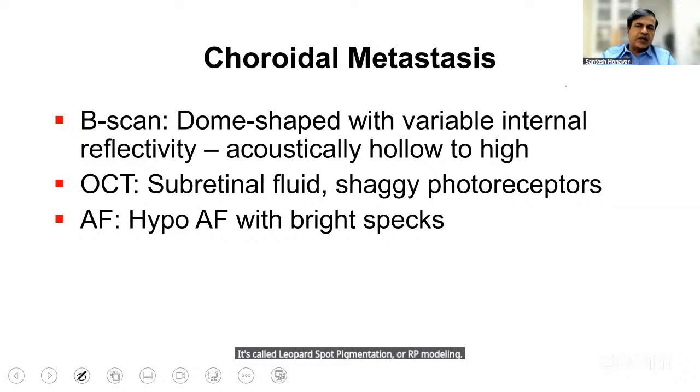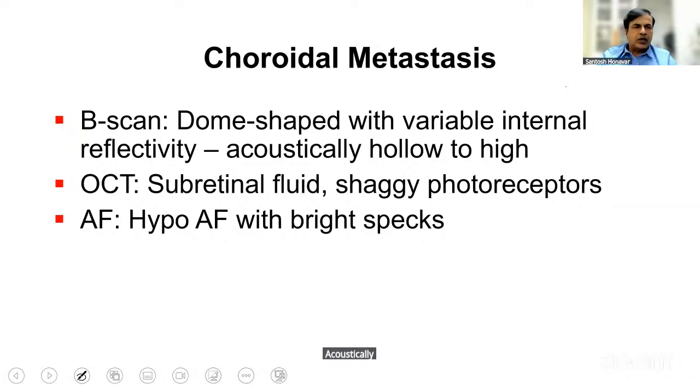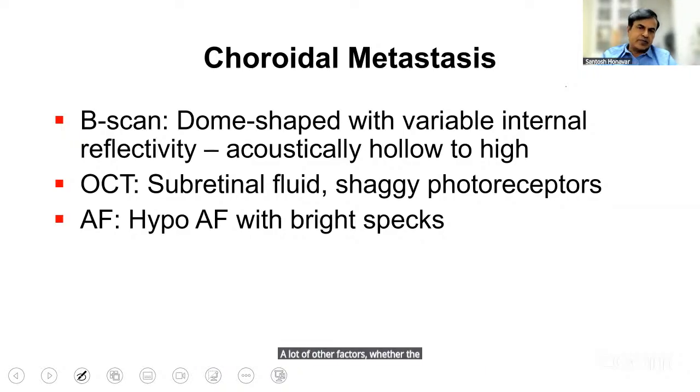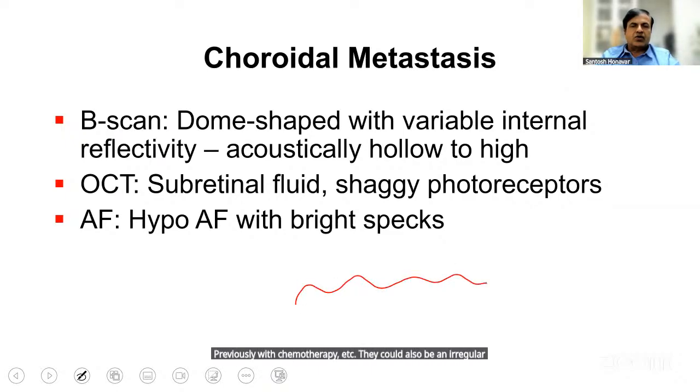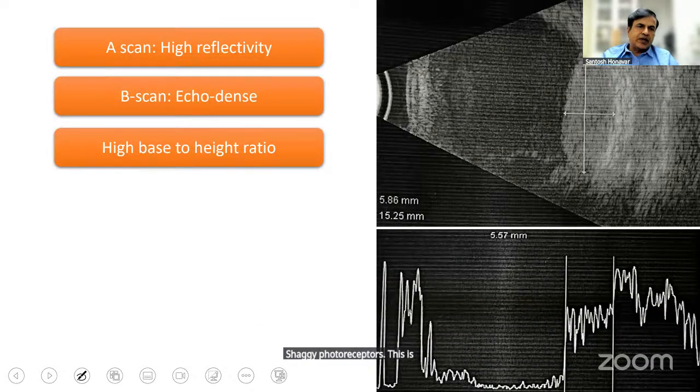On B scan, you may find a dome-shaped lesion with variable internal reflectivity, acoustically hollow to high, depending on the compactness of the tumor, depending on the necrosis within the metastasis, and a lot of other factors, such as whether the patient has been treated previously with chemotherapy, etc. There could also be an irregular contour and a placoid tumor as well. On OCT, there will be subretinal fluid, shaggy photoreceptors. This is how a typical B scan would look.